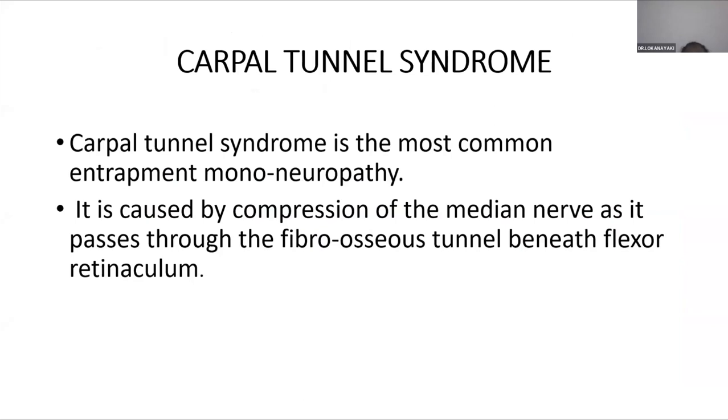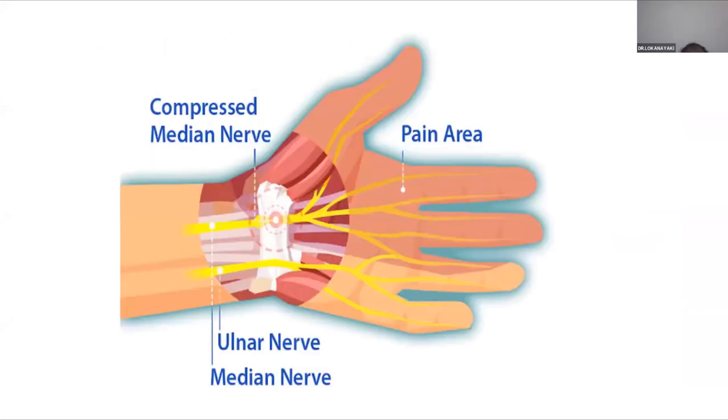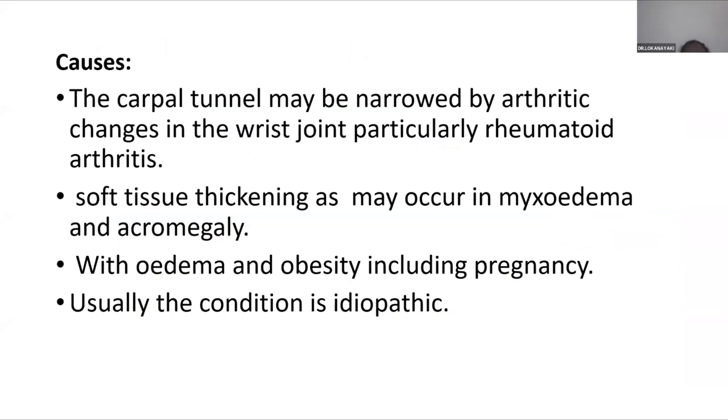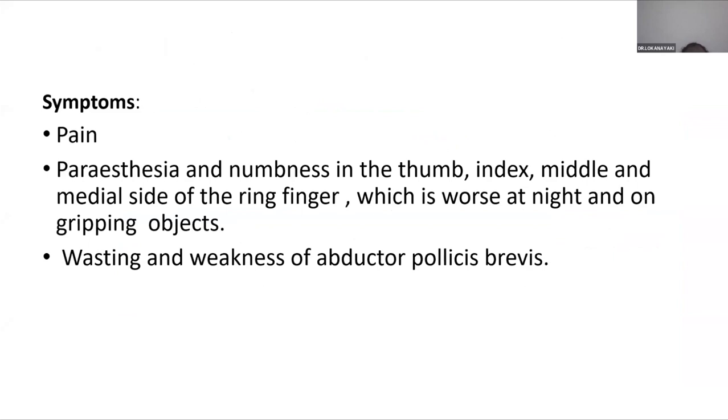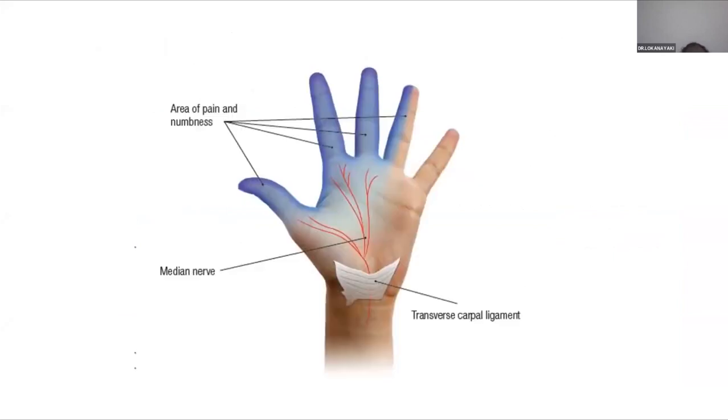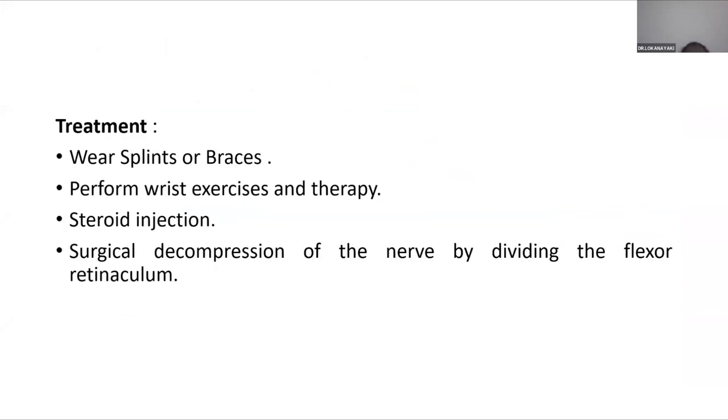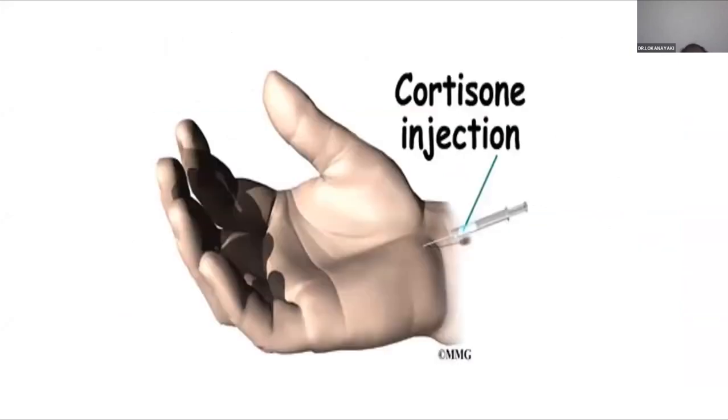It is a common cause of entrapment mononeuropathy, and the tunnel may be narrowed by many causes, mainly rheumatoid arthritis, soft tissue thickening with edema, and obesity, including pregnancy, and many cases are idiopathic. The symptoms are accentuated during flexion of the wrist. Pain, paresthesia, wasting, and weakness are the main symptoms of carpal tunnel syndrome. The treatment will be dealt with by the subsequent speaker.